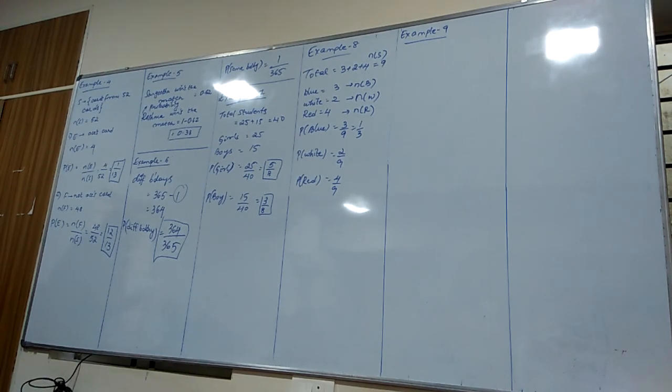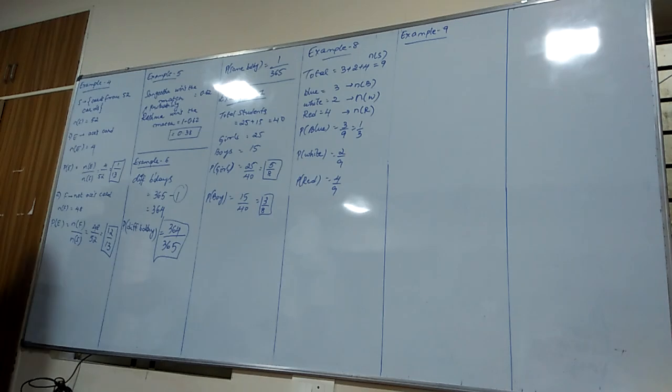Arpit tossed 2 different coins simultaneously. Say coin 1 and coin 2. What is the probability of getting at least one head? 2 coins or 3 coins questions were there.